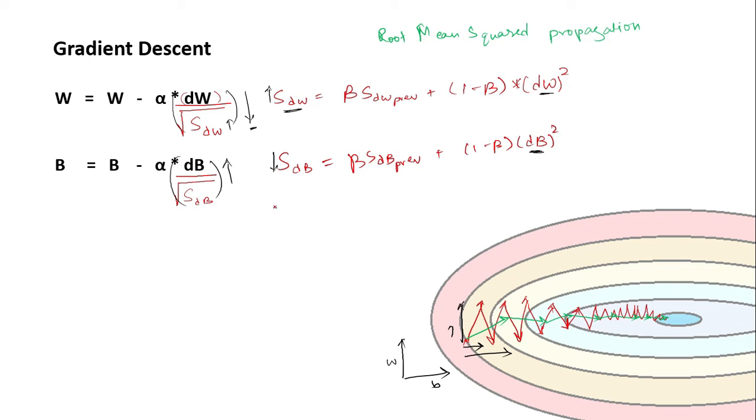Now there is one more thing to note here. It is possible that the value of either SdW or SdB can go much smaller, and if its value is very small and very close to 0, then we will be dividing by 0, and thus this entire value will shoot up very highly, and we might encounter the problem of overshooting.